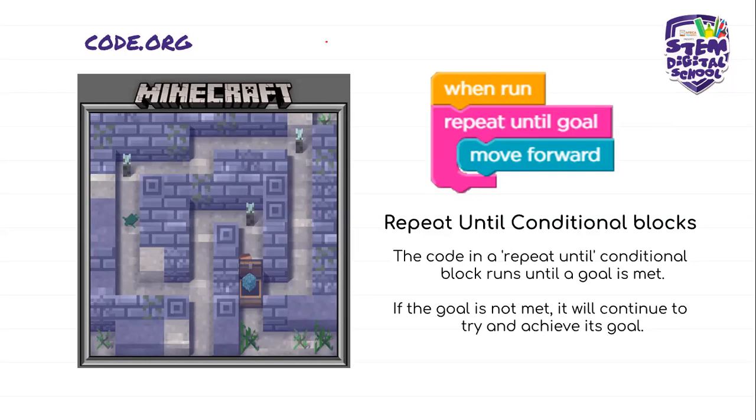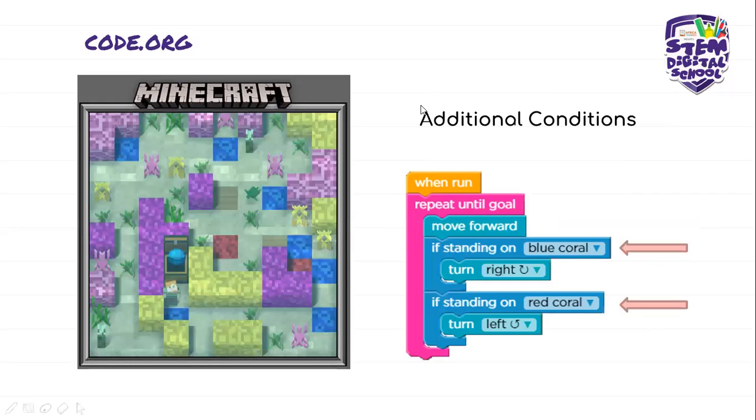So if we quickly look here in our puzzle, this was just my example of that. I'm going to show you in the next slide. And I see Kia said she has done the repeat until goal. I'm glad to see you guys are practicing with it. Okay, so guys, here in our next slide, we will see that we have some additional blocks today as well. We'll have if standing on blue coral or red coral, okay, with our repeat until goal block.